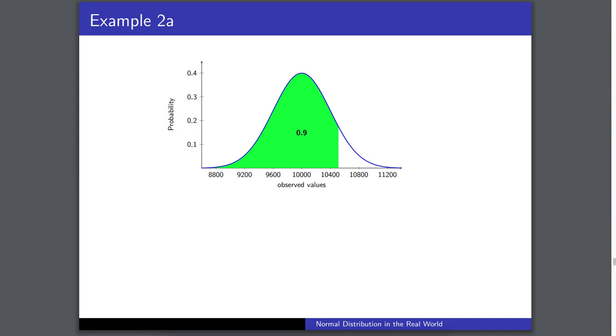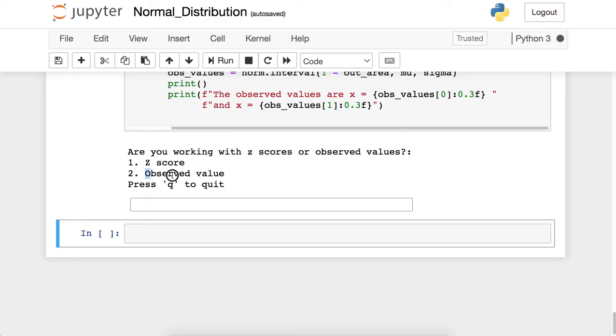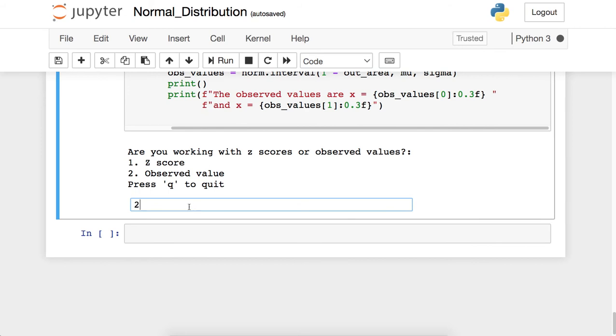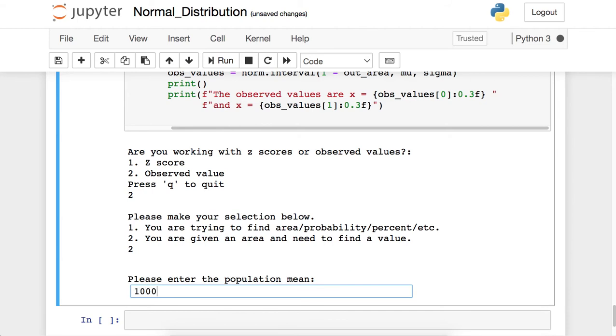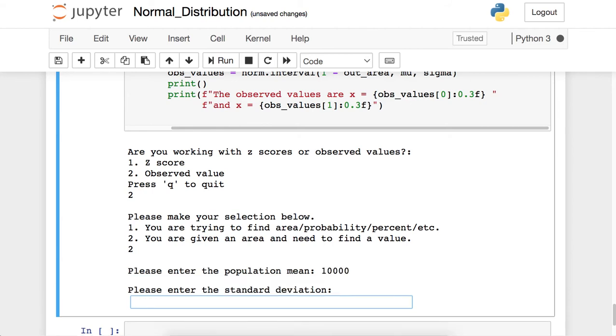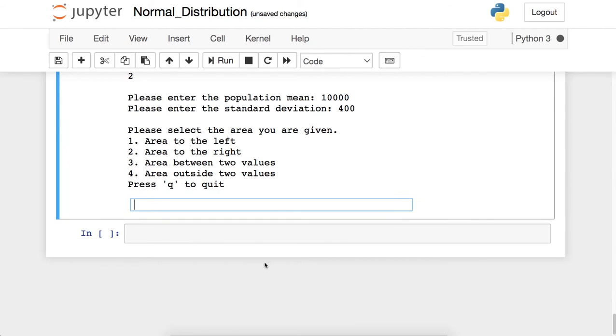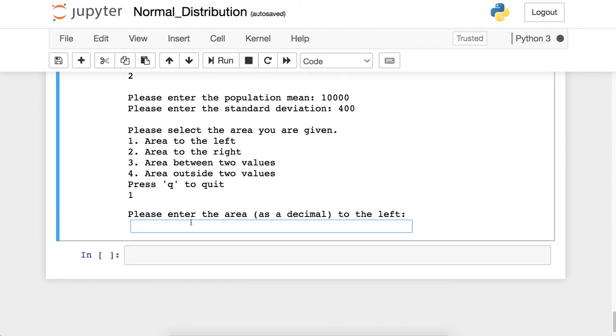So let's go ahead and calculate this. This time we are again working with observed values, so option 2. And then we are given an area, in this case the 0.9 area, the 90th percentile, 0.9 as a decimal. So select option 2. Population mean is 10,000 and standard deviation is 400. And we have the area that is to the left, which again, the sketch really should help you out, making sure you select the right one. If you select the wrong one, it's not going to give you the answer in all likelihood. So option 1, and the area to the left, we said is 90%, 0.9.